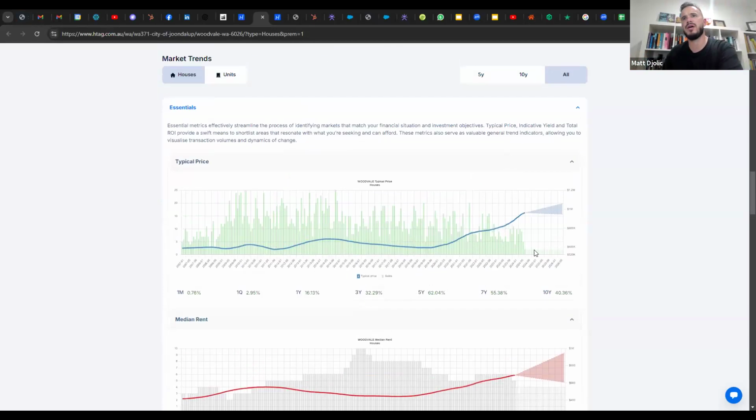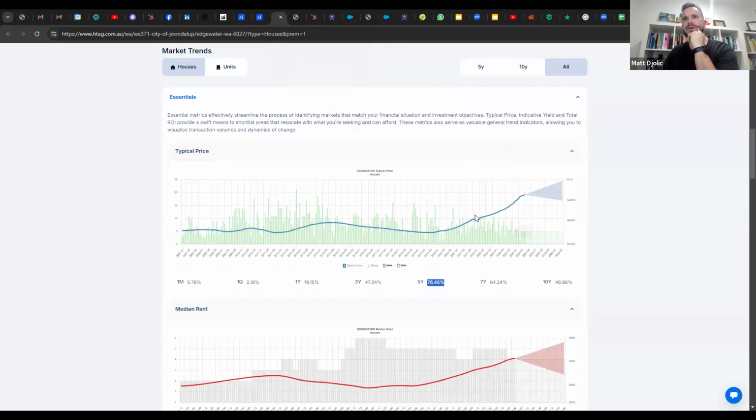Look at its typical price, and remember what I told you about volumes. We see a reduction in volumes in the area, but an increase in price. So you see the histogram at the back. There's a reduction in volumes, but an increase in price. This is like FOMO or some other sort of non-economic sound behavior.